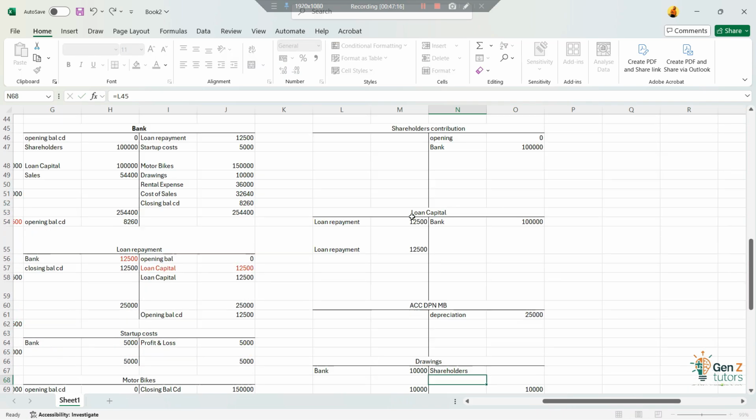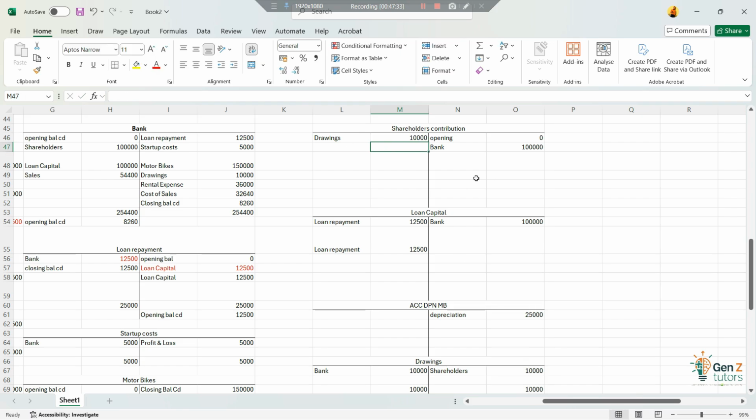Shareholders' contribution. So we're closing the drawings account into shareholders' contribution, right? And then you say that 10,000, and immediately after this you go over here and say here you're going to have a debit of what? For drawings of how much? Of 10,000.